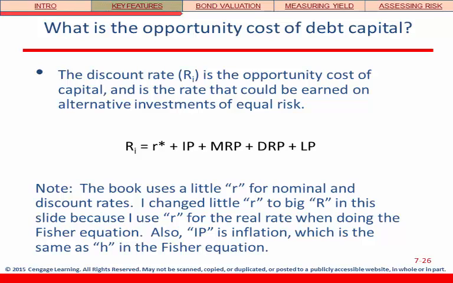Okay, so switching gears a little bit, what is the opportunity cost of debt capital? Well, the discount rate here, big R subscript i, is the opportunity cost of capital. And it is the rate that could be earned on alternative investments of equal risk, right? So how do you go about finding this out? Well, you've got a lot of different premiums here that you're going to add in. The first thing you're going to add in is with that star or asterisk.